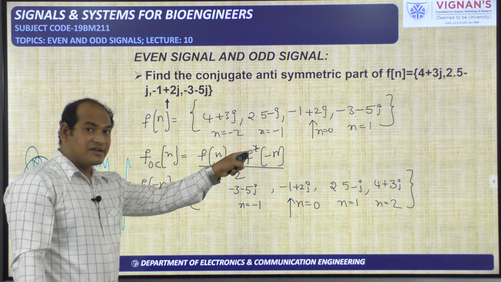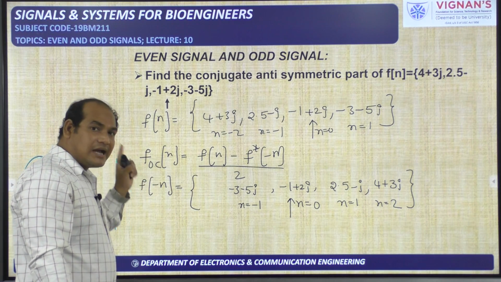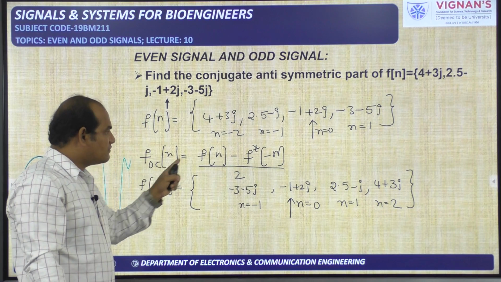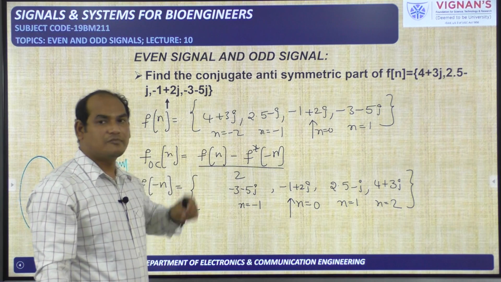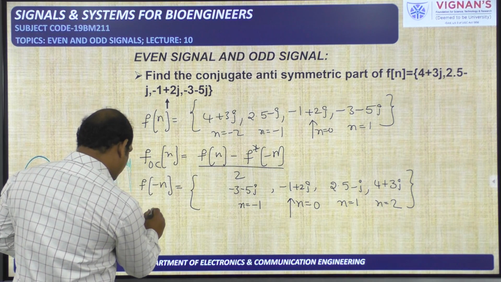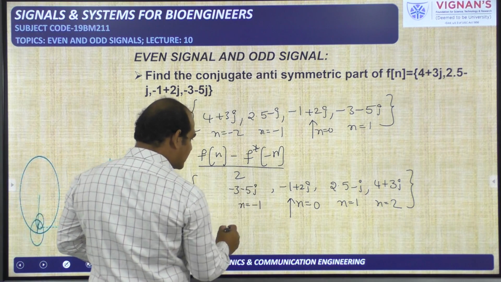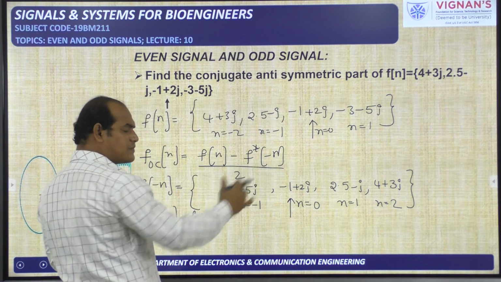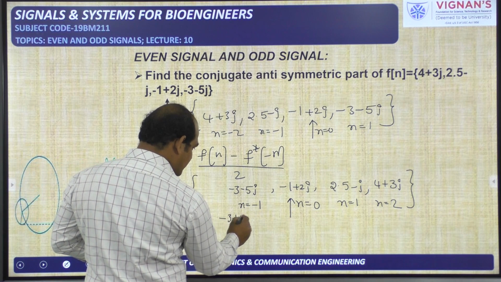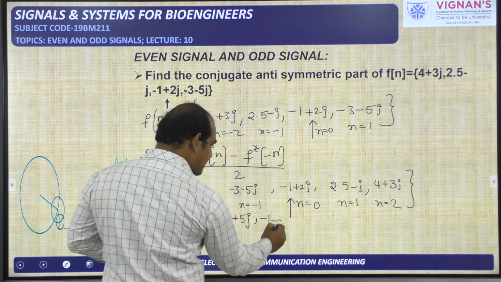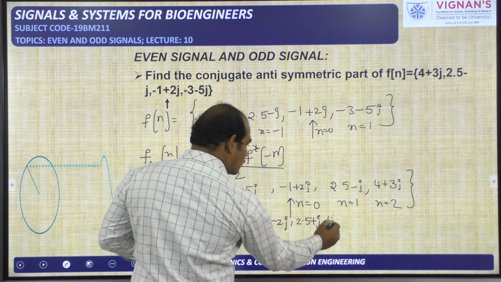But here f star is also there. So why did I calculate this? In order to get the antisymmetric part of this particular f of n, this is the formula. That means f of n we need, that is already there. f of minus n I have calculated, then f star of minus n I have to calculate. So f star of minus n is equal to, so do the conjugate for this one, because here conjugate is there. For all the samples we have to do the conjugate. So minus 3 minus 5j will become minus 3 plus 5j, minus 1 minus 2j, 2.5 plus j, 4 minus 3j.